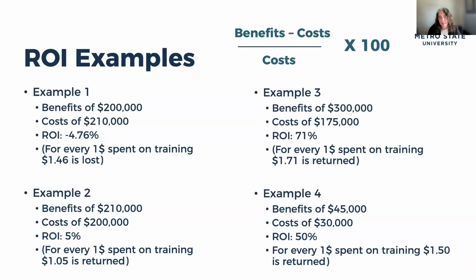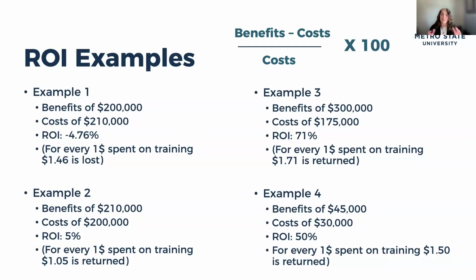Here's an example. Example 1, you have benefits of 200,000, but your costs are 210,000. You run the calculation and your ROI is negative 4.76%. Well, what does that mean? That means for every $1 spent in that endeavor, you're losing $1.46, right? Now, it may be that it doesn't matter because you have to do it in your industry, right? But that just gives you an example. And maybe when you look at it, you go, wait a second, could we do it better? Is there something we could do to improve that? Is there a cost we don't need or a benefit?